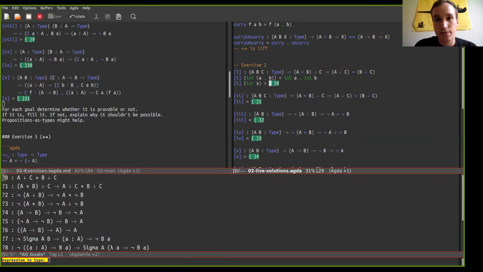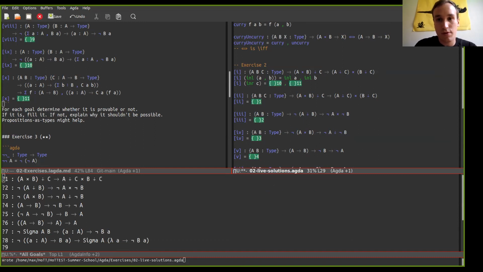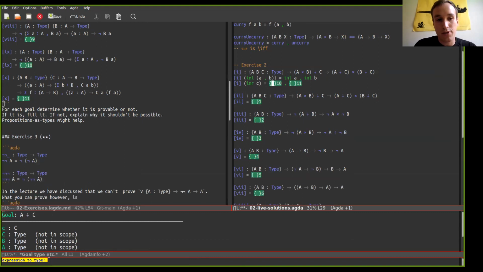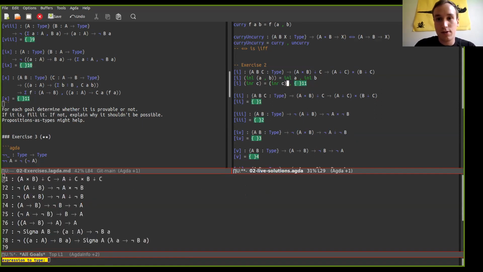And here, well, the in right will be something of type C. Fine. We have to give A or C, but we have our little c, so this will be in right C. This one, too. Right. Okay.